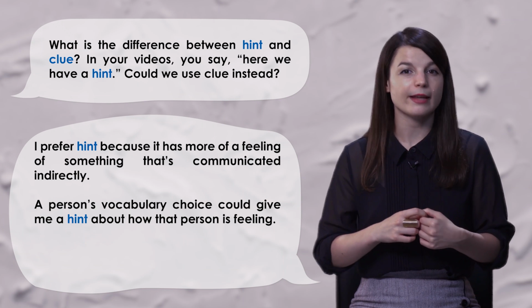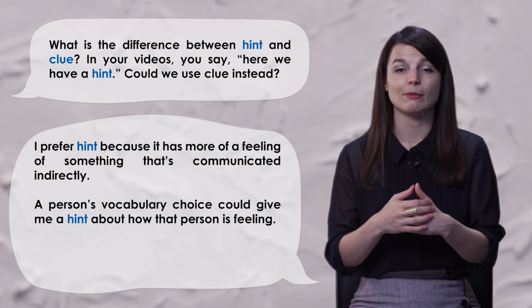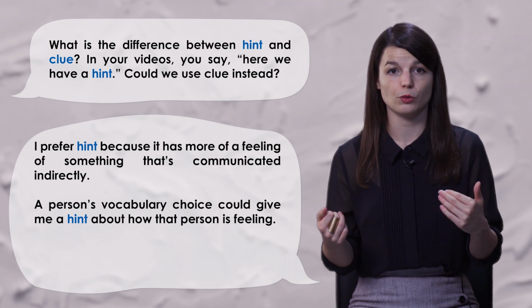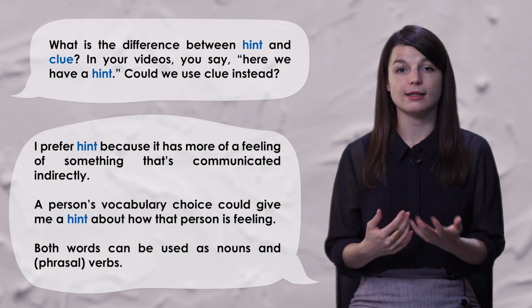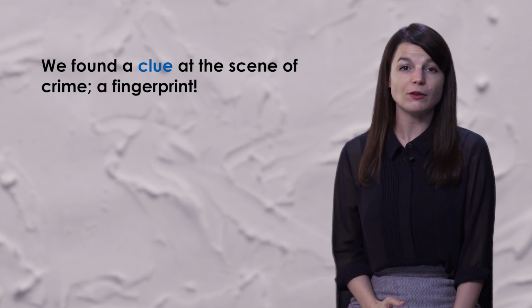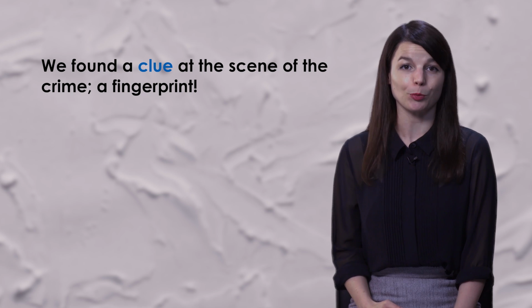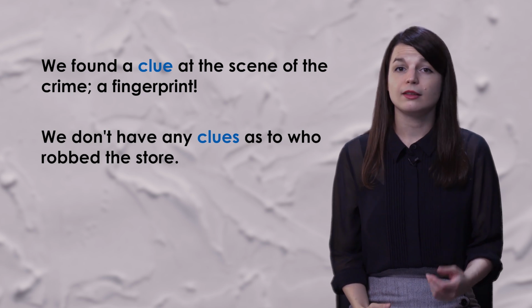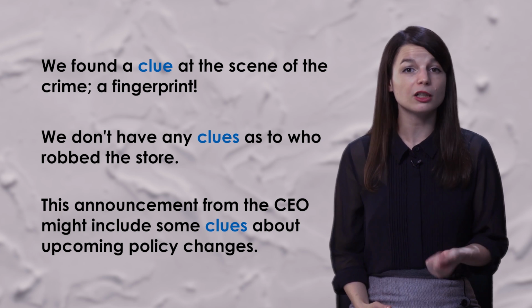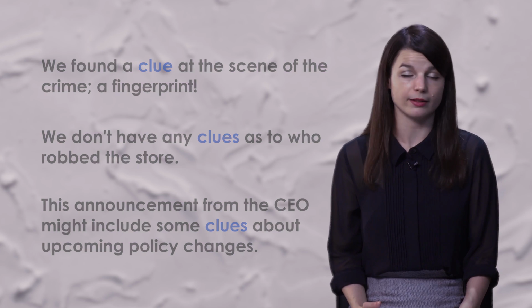Let's look at a few more example sentences that maybe can show some of the differences in how these words are used. Also, I want to point out that both hint and clue can be used as nouns and as verbs. We found a clue at the scene of the crime, a fingerprint. We don't have any clues as to who robbed the store. This announcement from the CEO might include some clues about upcoming policy changes.